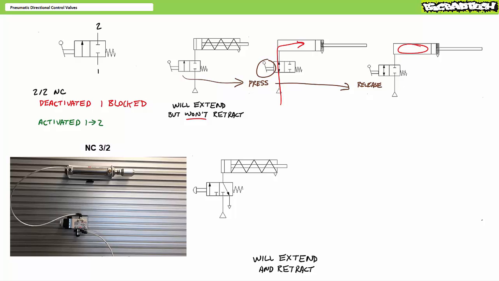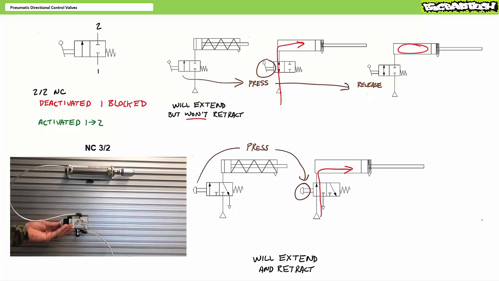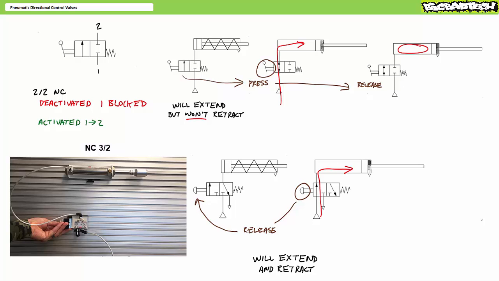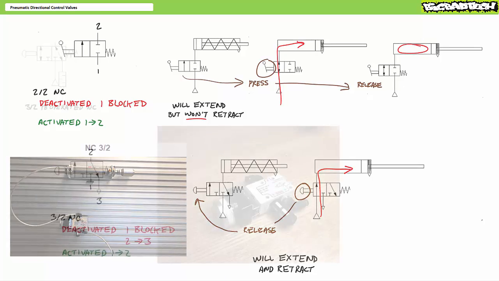In the deactivated state, the cap end is exhausted to atmosphere, allowing the spring on the rod end to retract the cylinder. In the activated state, the valve allows pressurized air to enter the cap end of the single acting cylinder, and the cylinder extends. When an operator releases the push button, the valve returns to the deactivated state, dumping the cap end to the atmosphere, allowing the spring on the rod end to retract the rod.